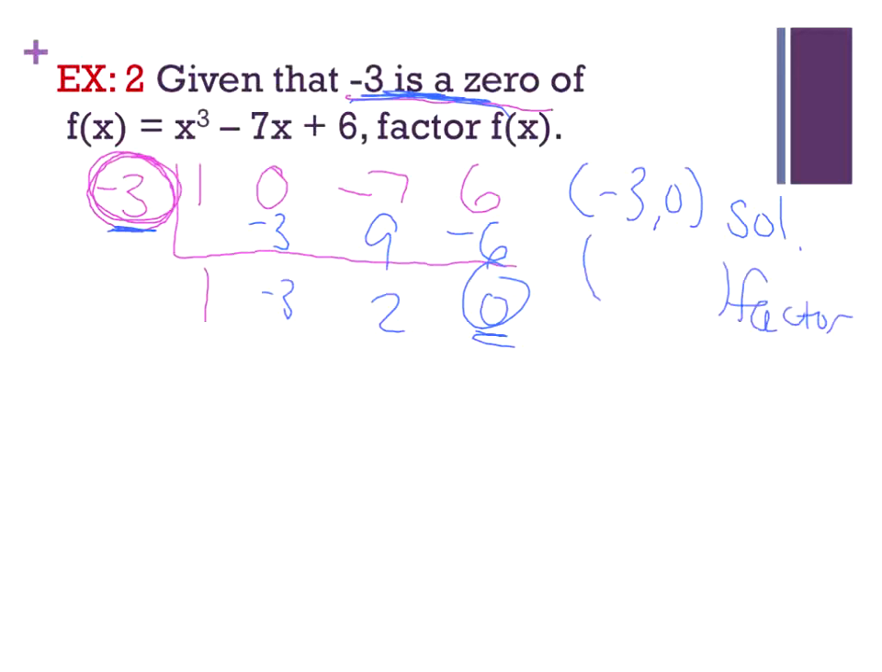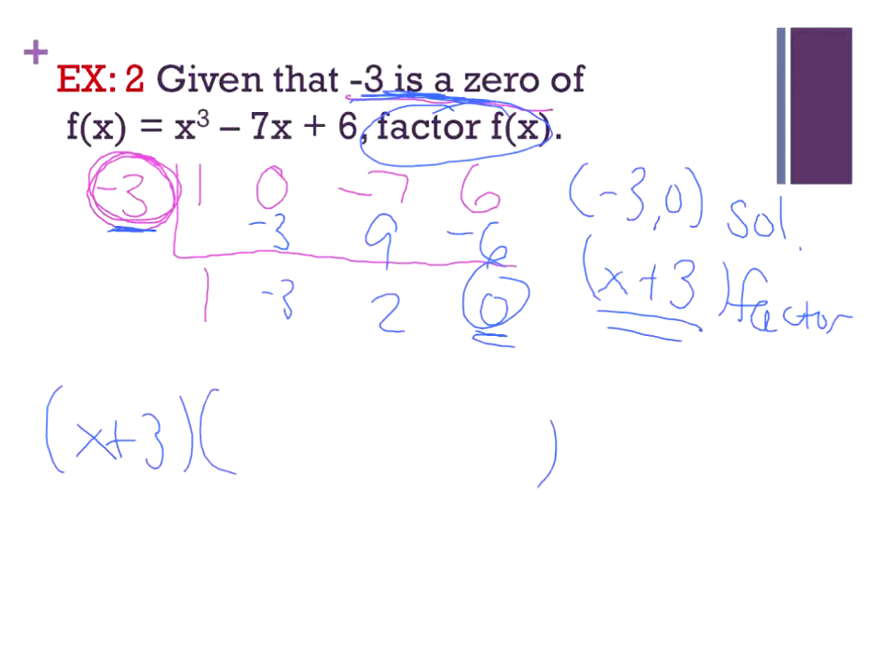How would I write it as a factor, though? So if negative 3 is my solution, what would my factor be? X. How do I put it back inside the parentheses? Positive 3. Good job. Everybody okay with that idea? So factors and solutions, they're always opposite of each other. So this problem is actually asking me to factor f of x. So far, I found one factor. I found that x plus 3 is a factor.